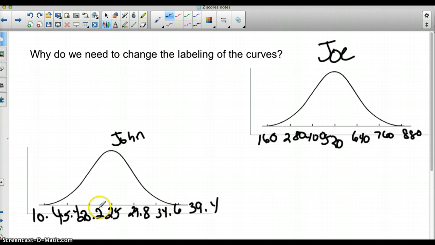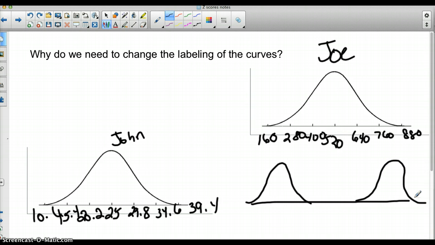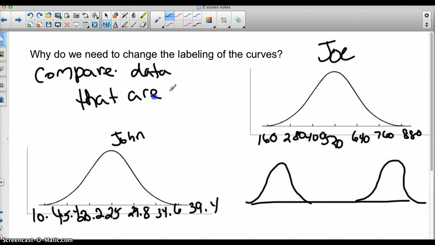But what we can do is, if we look at these two sets of data on the curves, the numbers underneath are so off. If we were to put these on one number line, we would end up having one curve way down here and another curve farther away over here. So it'd be very hard for us to tell the difference. So we need to change the labeling of curves in order to compare sets of data that are different.